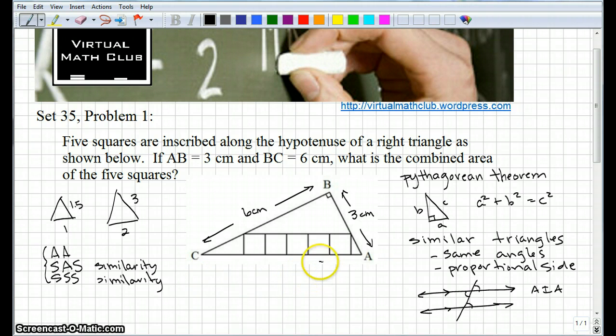All right. So we know these are squares, across here, we're told that they're squares. That means that all their sides are the same. I'm just going to call the side of any one of these x. So that means this is x, and this is x, and this is x, and so on.